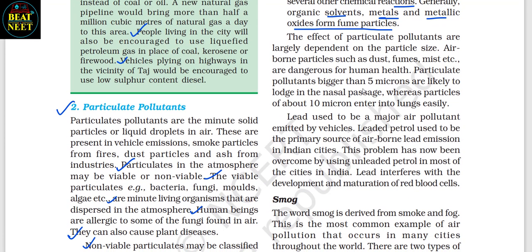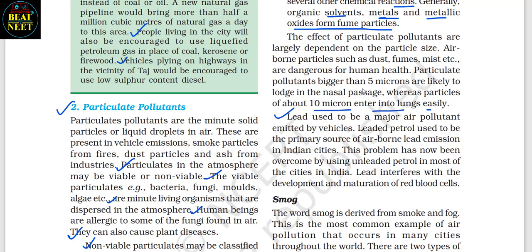The effects of particulate pollutants are largely dependent on the particle size. Airborne particles such as dust, fumes, mist, etc. are dangerous for human health. Particulate pollutants bigger than 5 microns are likely to lodge in the nasal passage, whereas particles of about 10 microns enter into lungs easily. Lead used to be a major air pollutant emitted by vehicles.